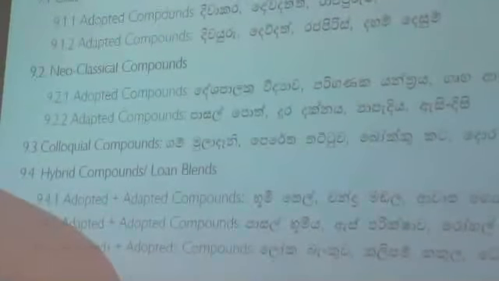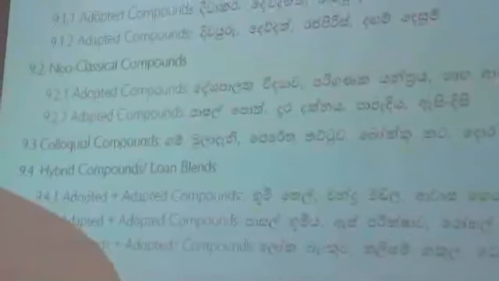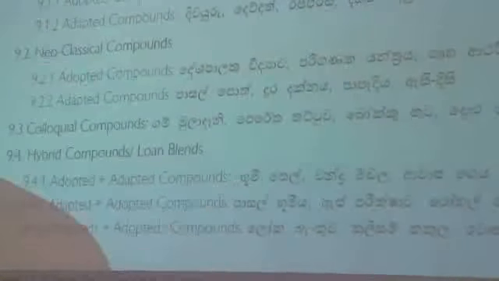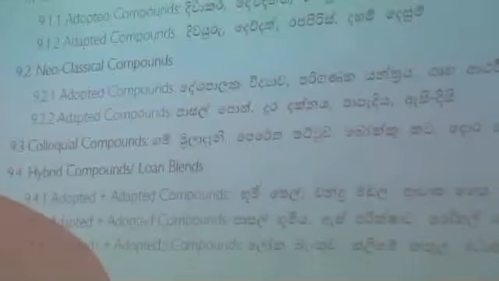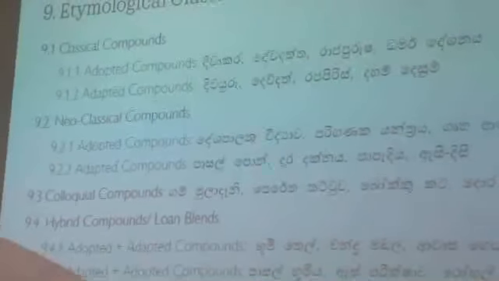So classical compounds are the ones that you basically find in classical texts. The adopted ones are basically from Pali and Sanskrit, whereas adapted forms, which means the Tadbha forms, are found in the Sinhala words. Neoclassical compounds are the ones that were coined particularly during the utilization process of the Sinhala language in the early 19th and 20th centuries. And then colloquial compounds, as you know, are from the colloquial language, the everyday spoken language.